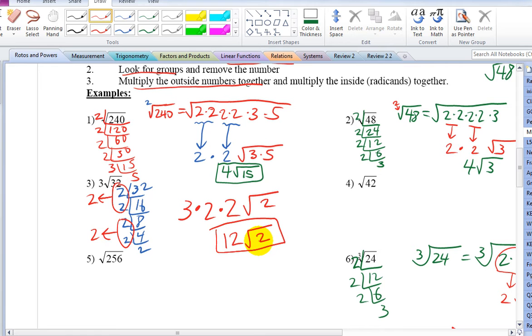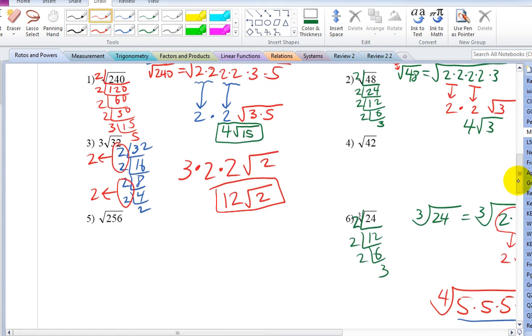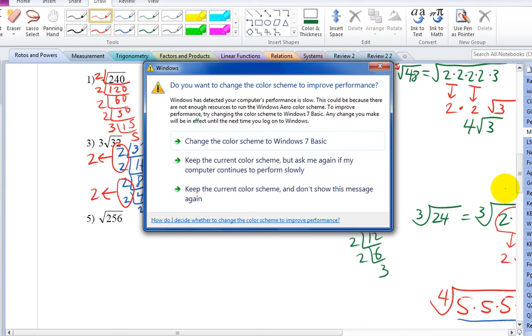Okay. Next one's a bit of a weird one. Go for it. Number 4. 42. Done? What's your final answer? That's what I was going to ask you. You don't know? Anyone know? It's a bit of a weird one for sure.